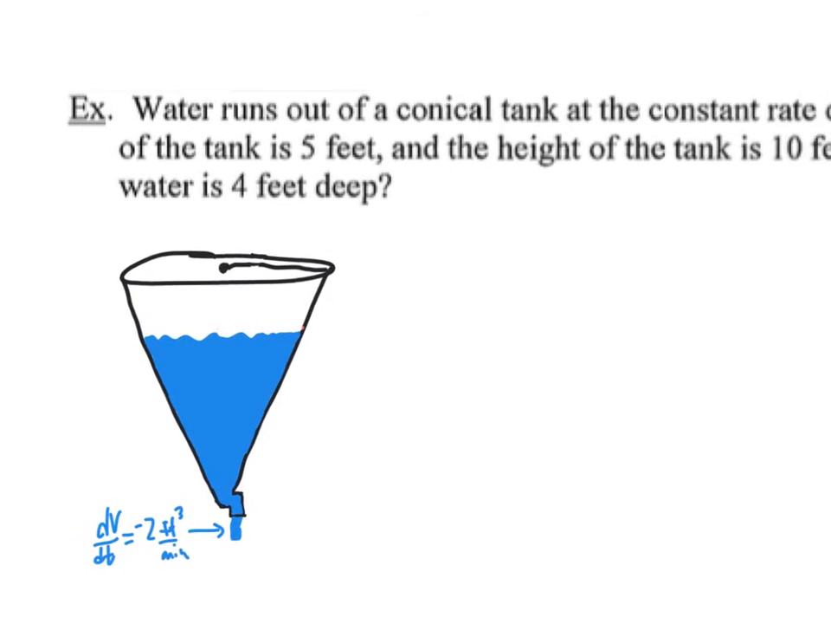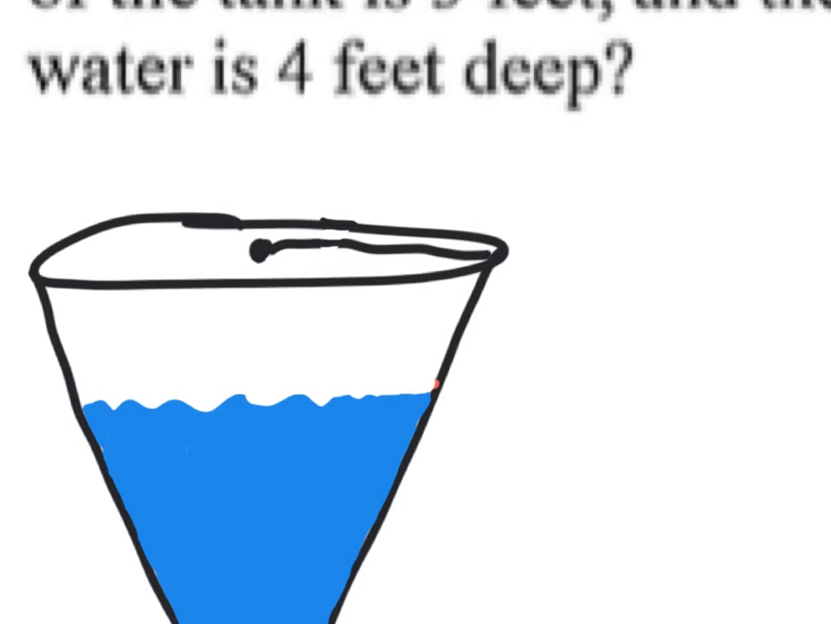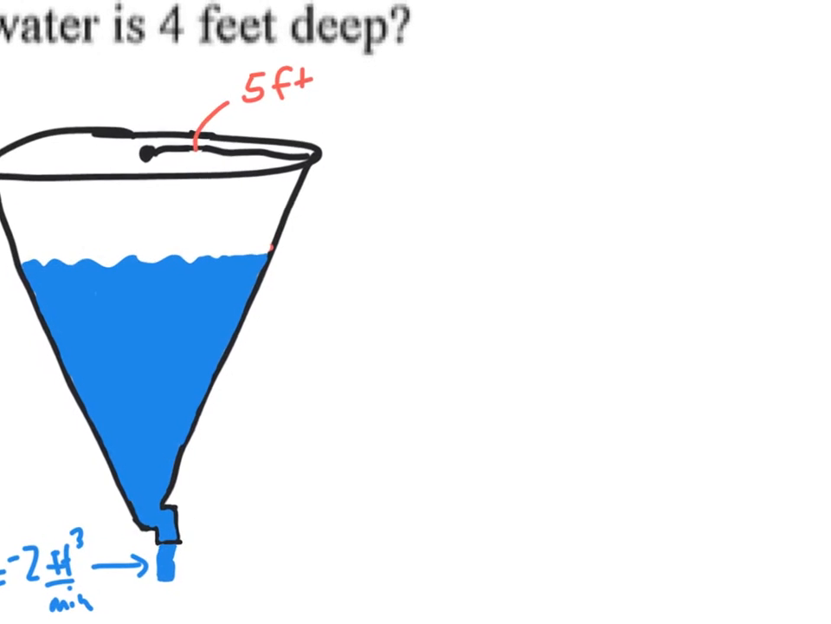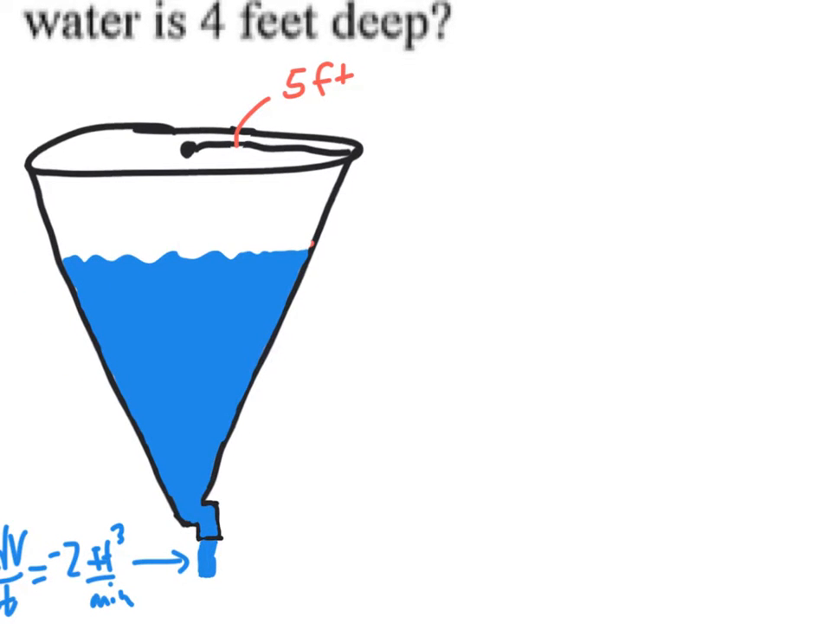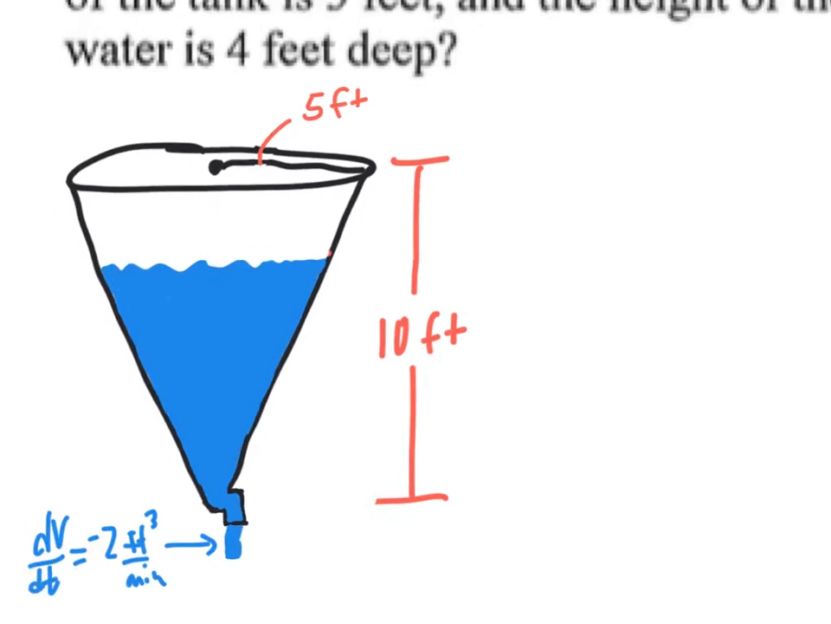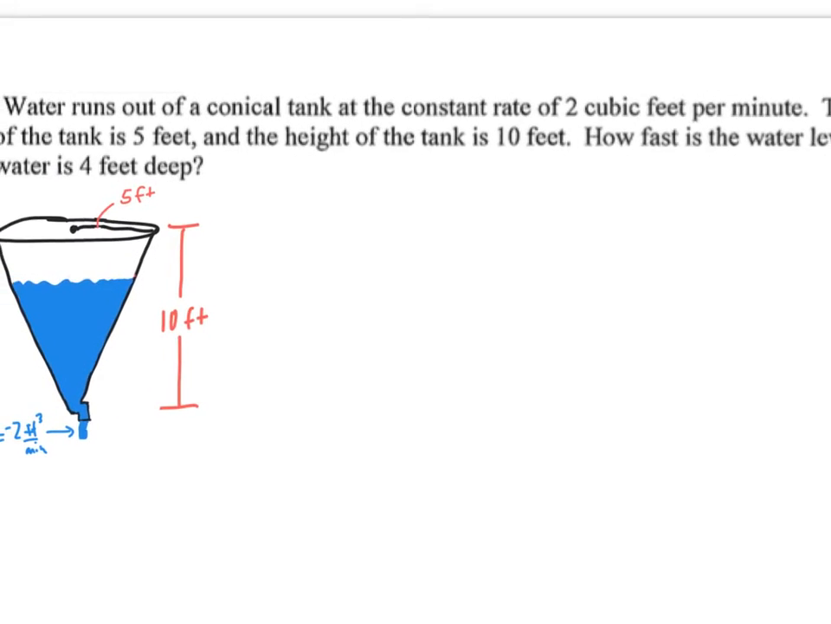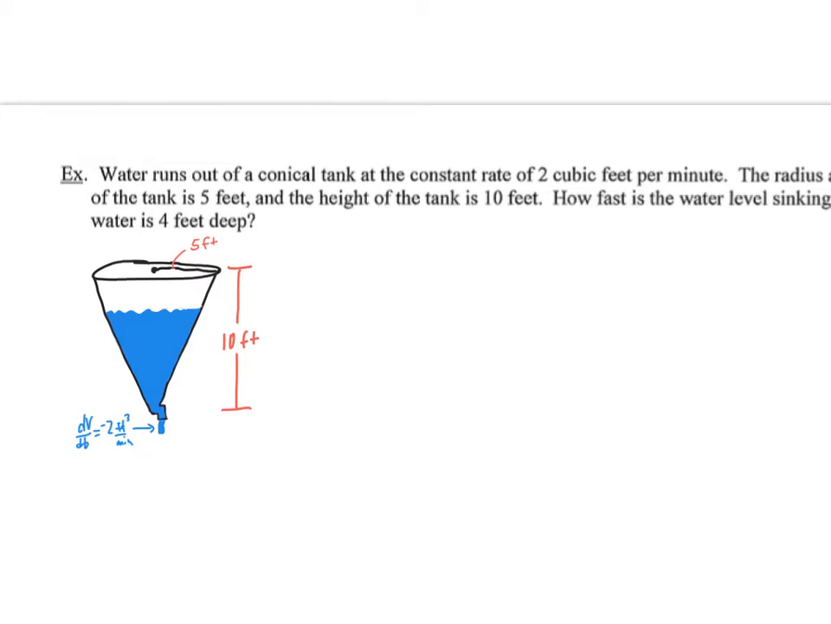Now it also gives us some dimensions. It says that the radius is 5 feet, so I'm going to come up here and label that that's 5 feet, and that the height of the tank is 10 feet. So I'm going to label this dimension from here to here, and let me erase part of that, as 10 feet. Okay, so this is 10 feet. All right. And so what it wants me to find is how fast is the water level sinking when the water is 4 feet deep. Okay. So it wants me to calculate.